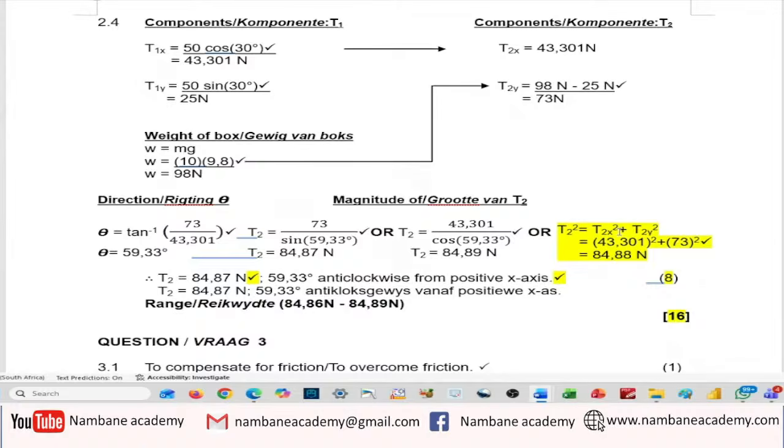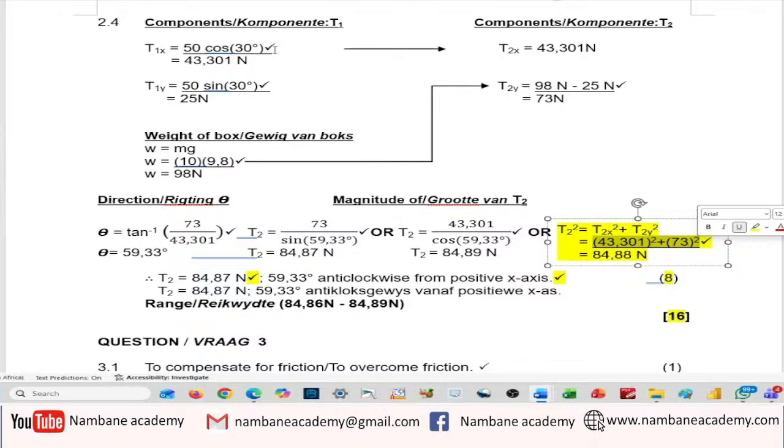So with Pythagoras theorem, they must be able to find the magnitude of T2. But the mark is not on the magnitude yet. The mark will be on the substitution of the horizontal and the vertical components that they will have found using the components up there. So 1 mark will be there.